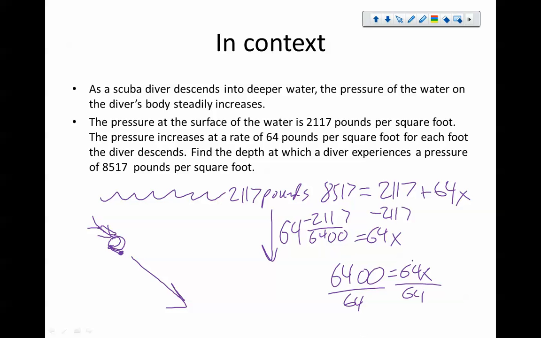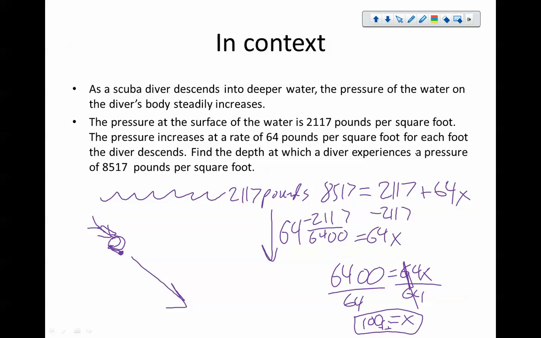So I'm going to divide by 64 to get the x out of the way. 64 over 64 is 1, so that is simply x. And then 6,400 divided by 64. Well, with the two zeros here, that's just going to be a straight up 100. So at 100 feet, we are going to have a pressure of 8,517.